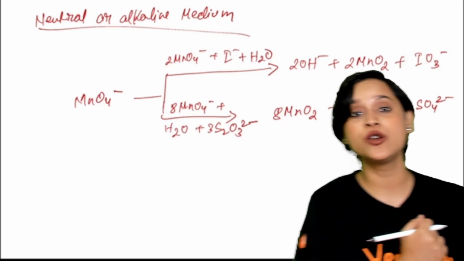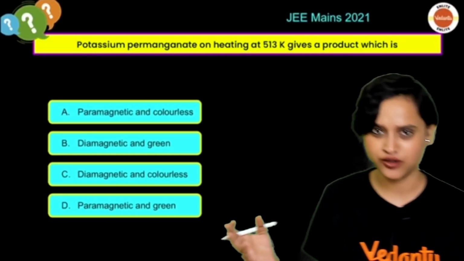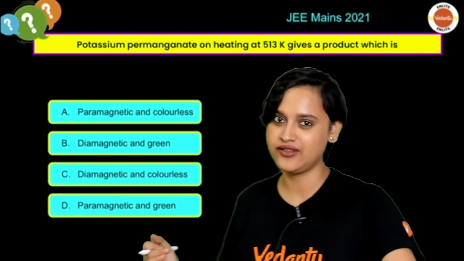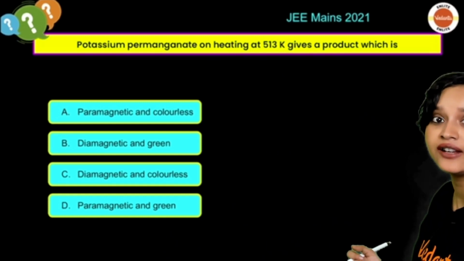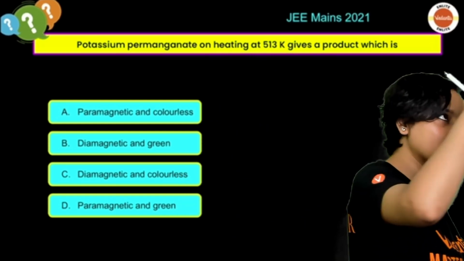Okay, now what do we have to learn? Now we have to learn about potassium dichromate, but before that, let's do one or two questions. Why not? I mean, obviously we are solving questions here, right? Only then we will be able to get to our dream college, that is IITs.